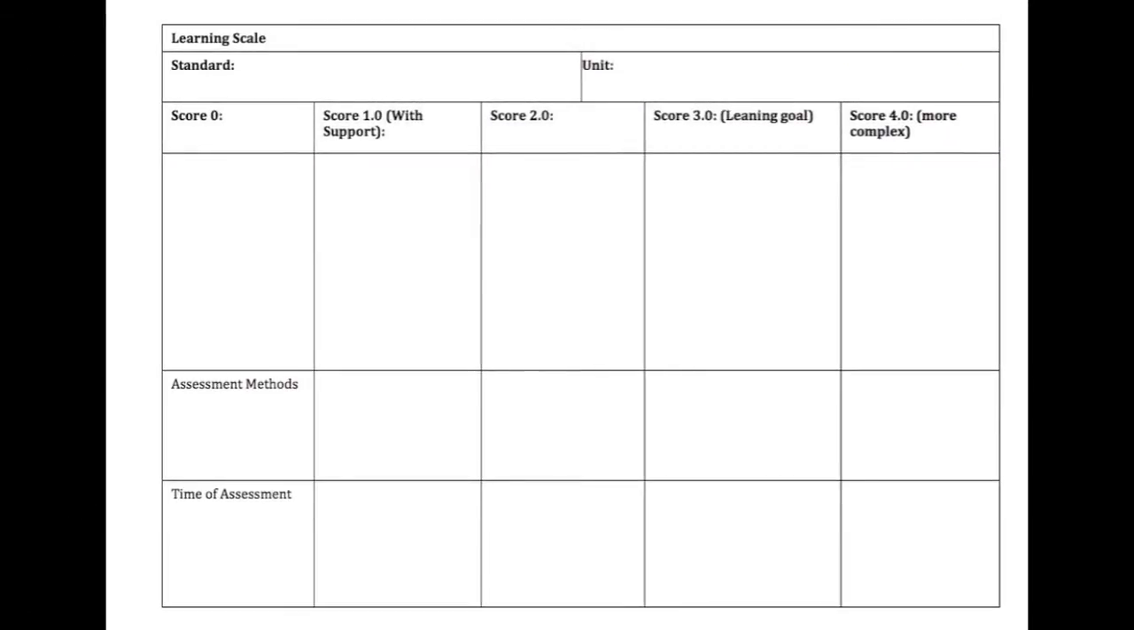Creating a student learning scale further defines the content into smaller chunks of content with increased complexity. It is important to note that as complexity increases, careful consideration should be given to chunk sizes.